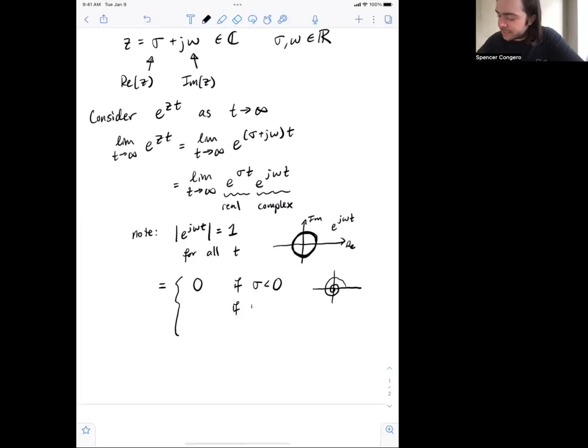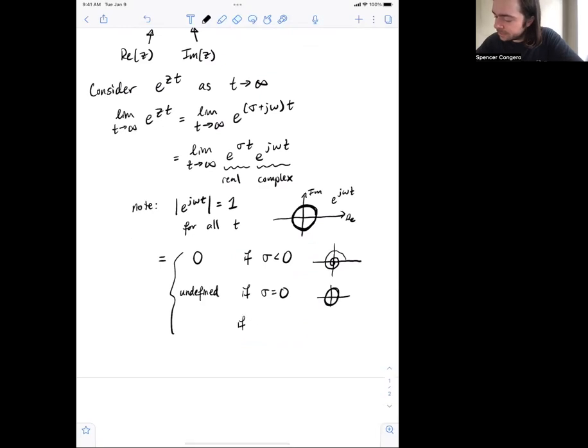What happens if sigma actually equals 0? Well, if sigma equals 0, then this is just 1. And so 1 times this complex number is just going to stay going around and around the unit circle forever. So if sigma is 0, what's going to happen in the complex plane? It's just going to keep spiraling around with magnitude 1 forever. It never converges to anything at all. So that limit is actually undefined.